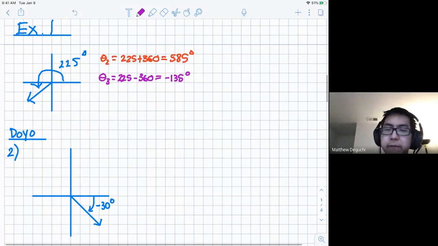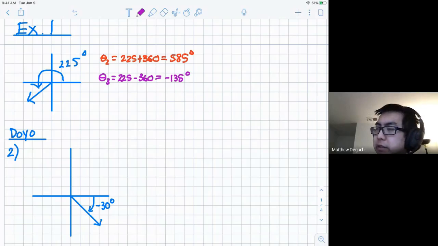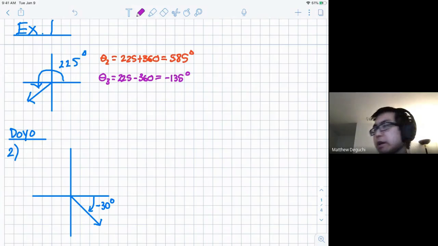Give this one a try. You guys are given negative 30 degrees. Find one positive coterminal angle and find one negative coterminal angle.